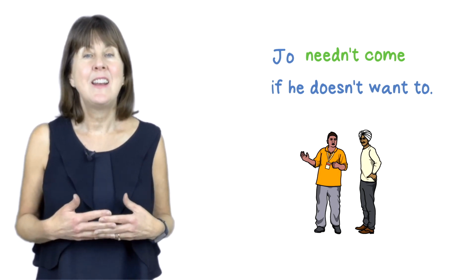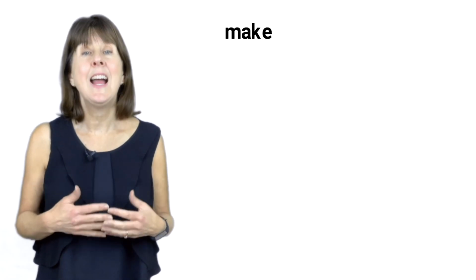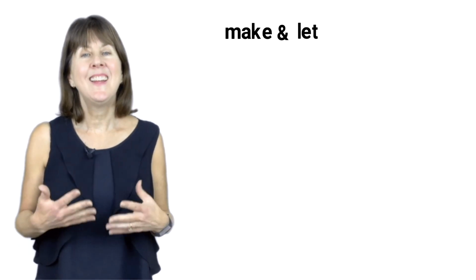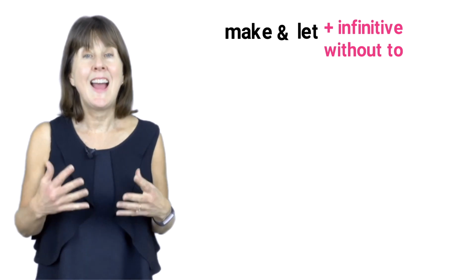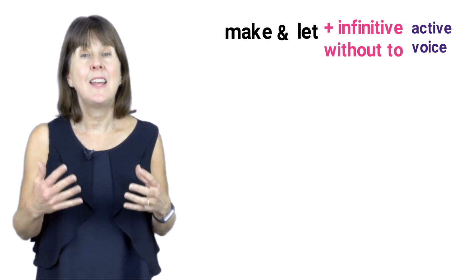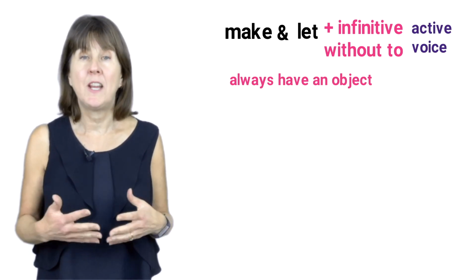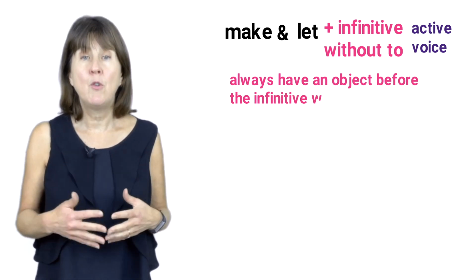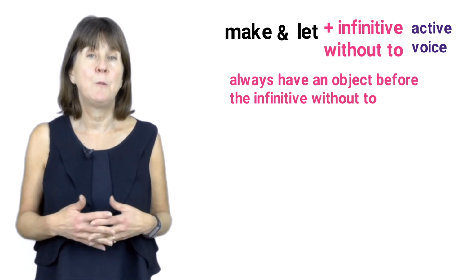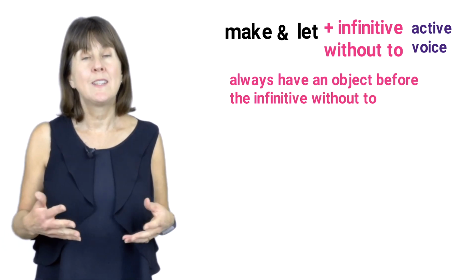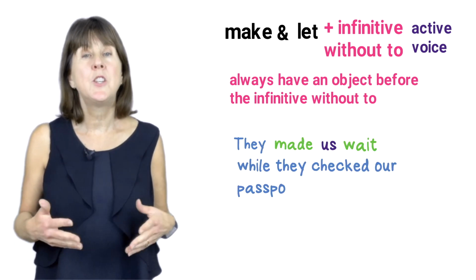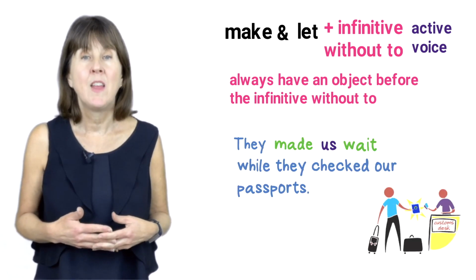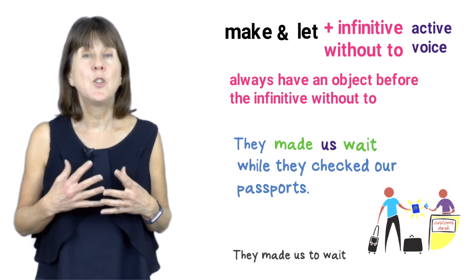Okay, so now let's look at make and let. Make and let are followed by the infinitive without to in the active voice, and they always have an object which goes before the infinitive without to. So, for example, they made us wait while they checked our passports. Not they made us to wait.